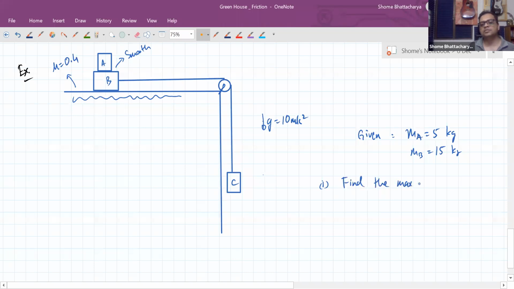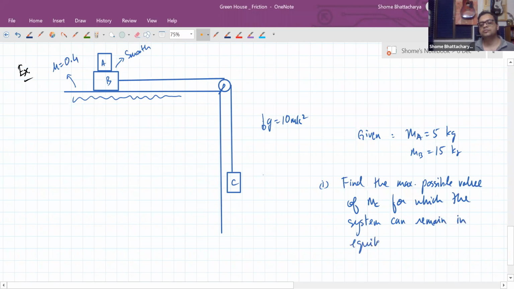Okay. So first part, we find the maximum possible value of mass of C for which the system can remain in equilibrium. Okay, that's the first thing.